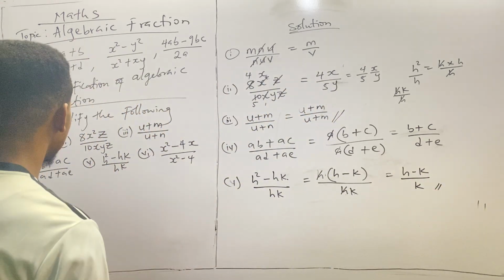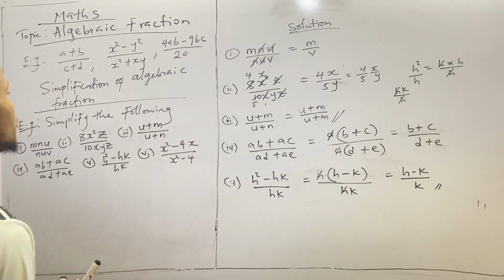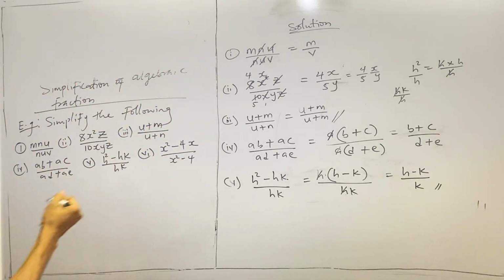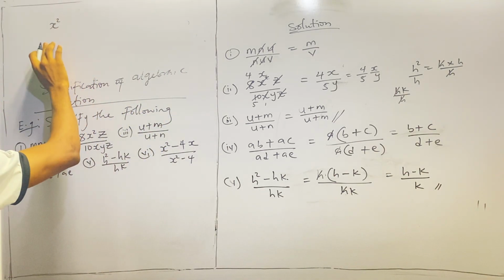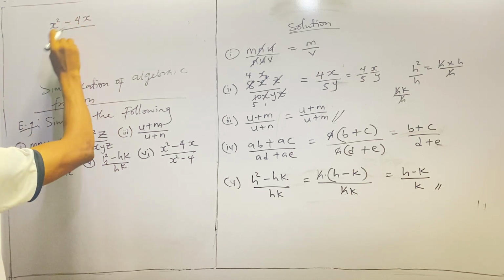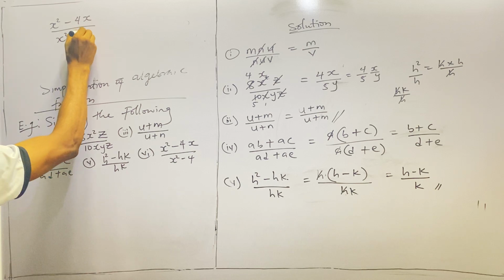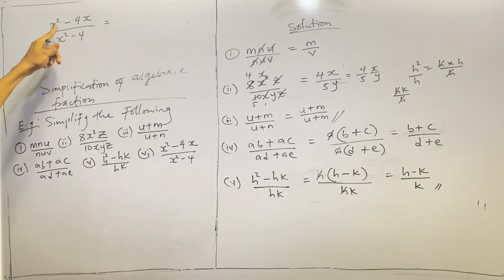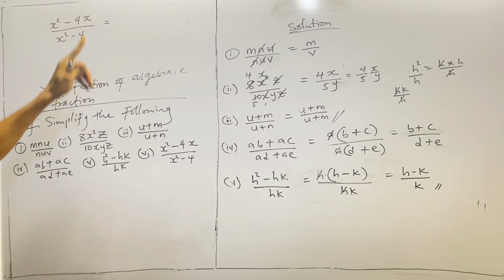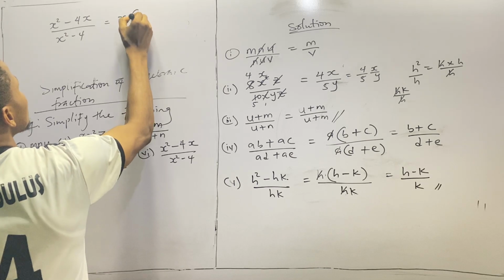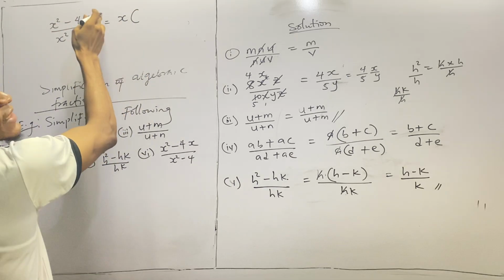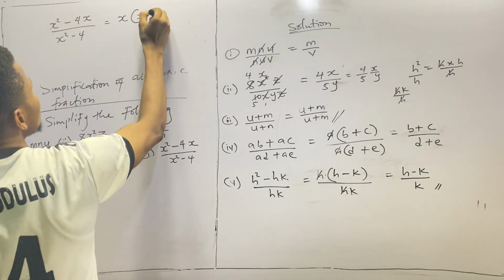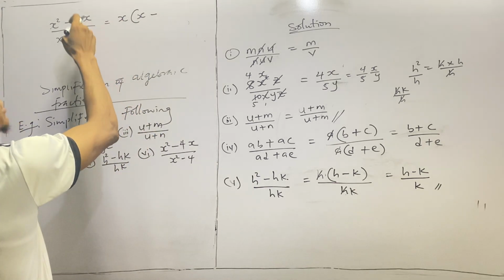Okay, so we have this last one, which is x squared minus 4x all over x squared minus 4. Okay, so we check what is common here. Of course, x is here, x is here. So we factorize x, all right? So x divided by x squared. Of course, x squared is x times x. So x will cancel 1x, remaining 1x. So if you say x times x, x squared. So we have negative sign. x divided by 4x. x will cancel itself, remaining what?